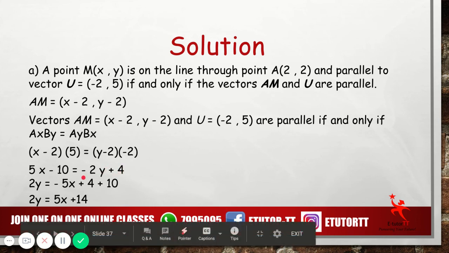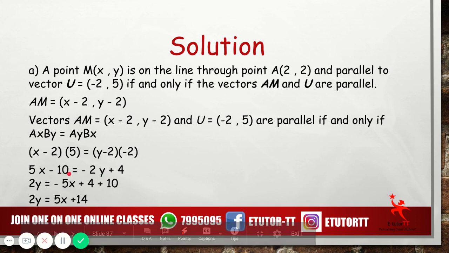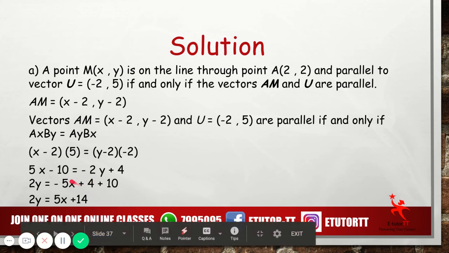On the left hand side we have 5x minus 10. And then you add 2y to that. So we get 5x minus 10 plus 2y is equal to 4. And now we have 5x minus 10 plus 2y equals 4.